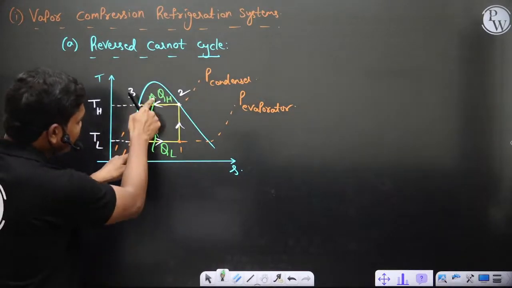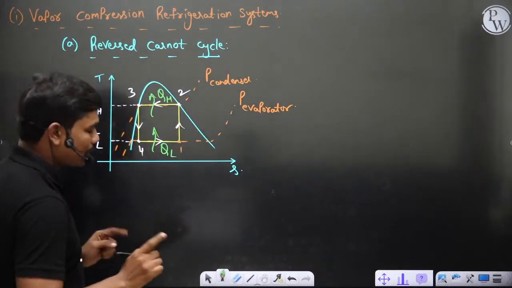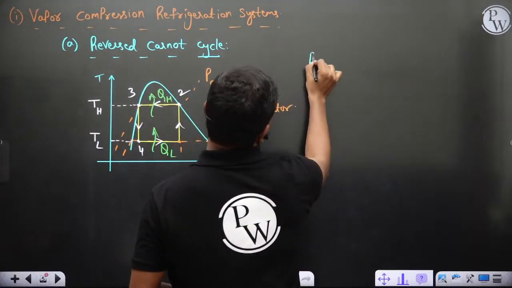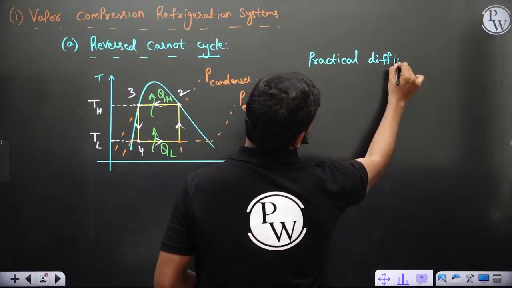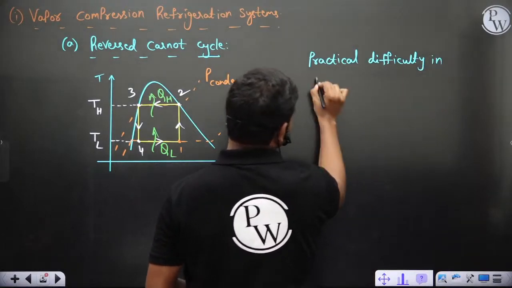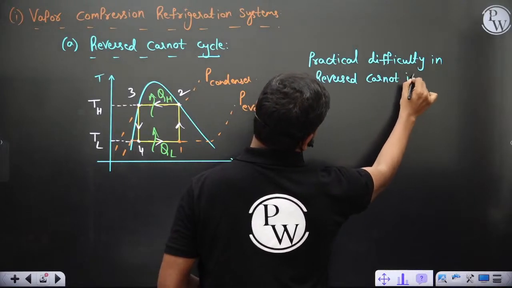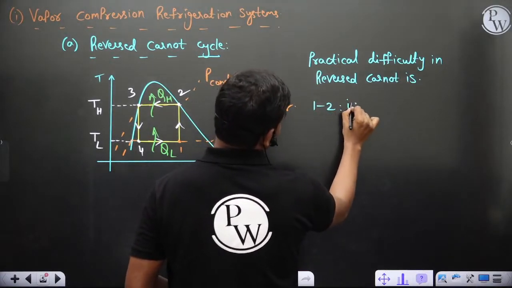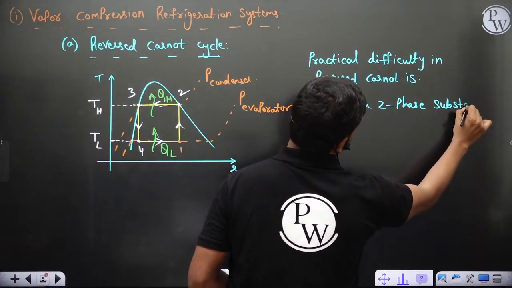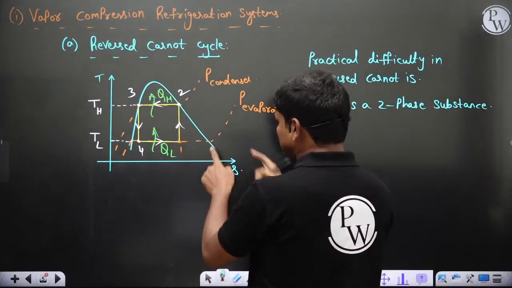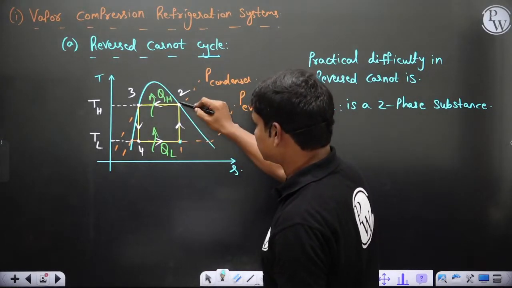So heat addition and heat rejection can be made isothermal, it's very easy, but this process 1 to 2 is very difficult. Practical difficulty in reversed Carnot: you've got certain practical difficulties here. 1 to 2 is a two-phase substance, and clearly the dryness fraction of this substance is low compared to the superheated. Here this is a two-phase mixture, so practically using a compressor for this two-phase mixture is not very easy.